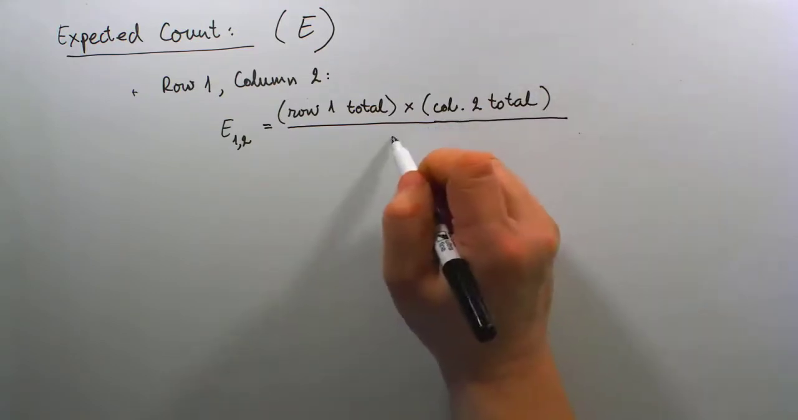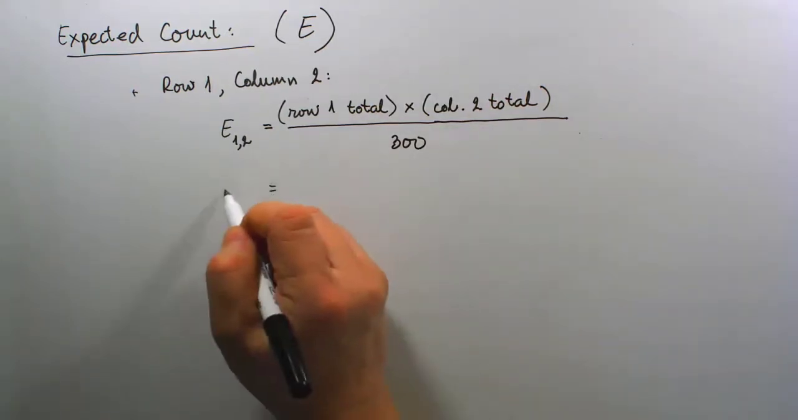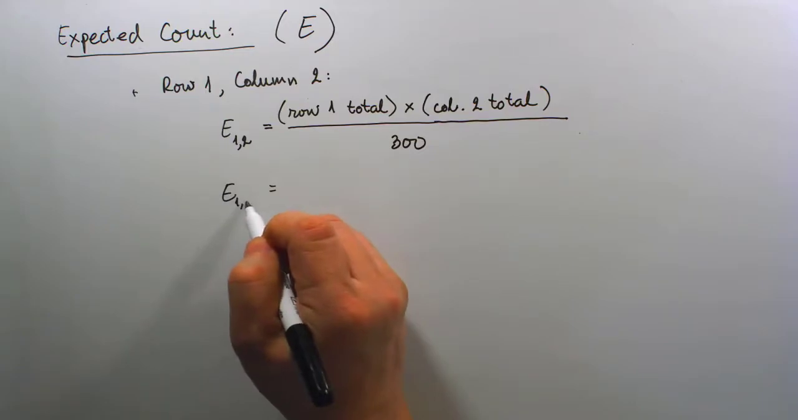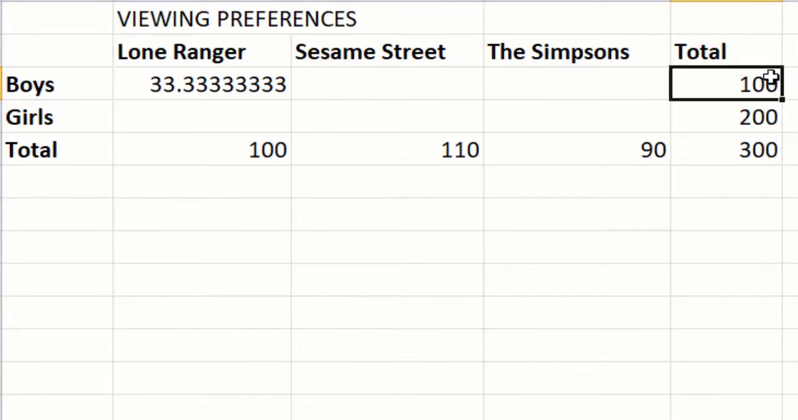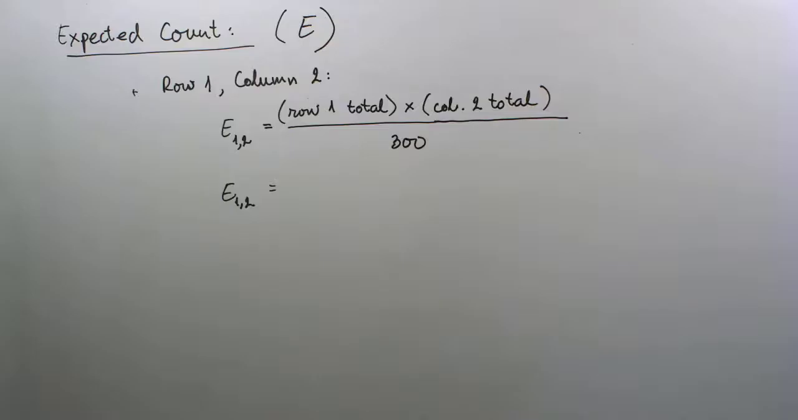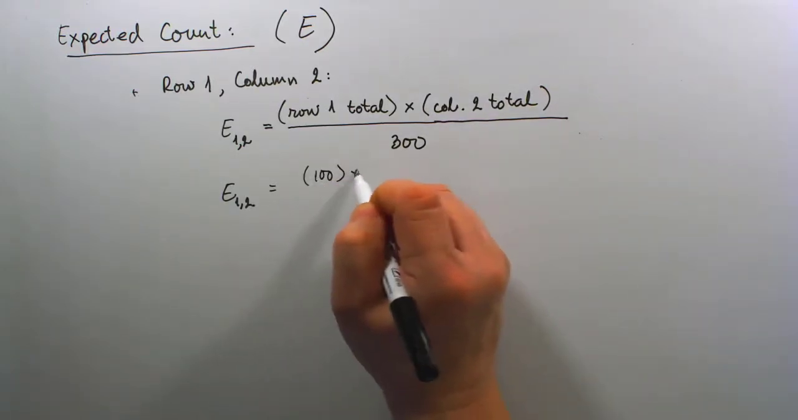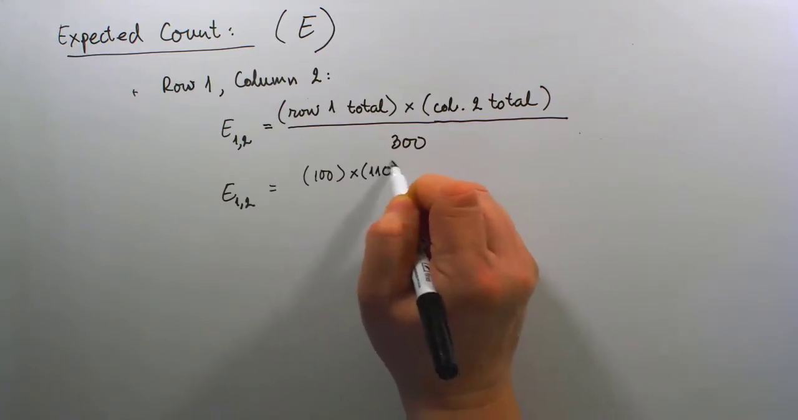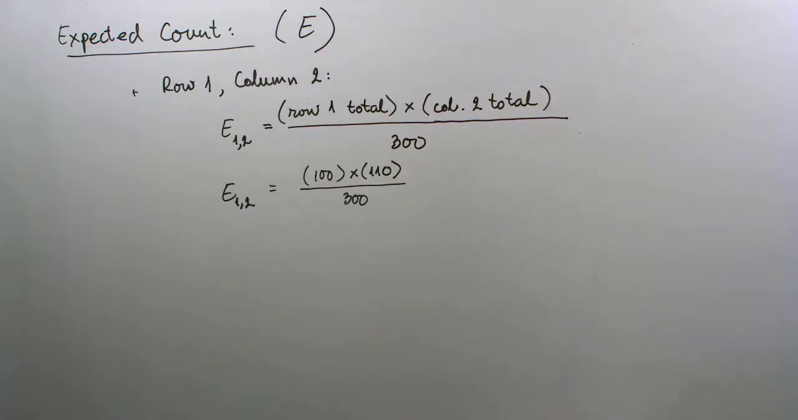And divide that by my sample size. And so that means my expected count for row 1, column 2 is going to be, according to row 1 total, I'm looking at 100 being my row 1 total. But for column 2 total, we're looking at this value right here being 110. So that means now we're looking at 100 for row 1 total, multiplied by 110 for column 2 total, and we're still dividing that by our total sample size, 300.